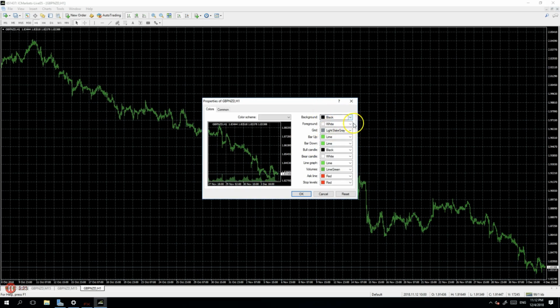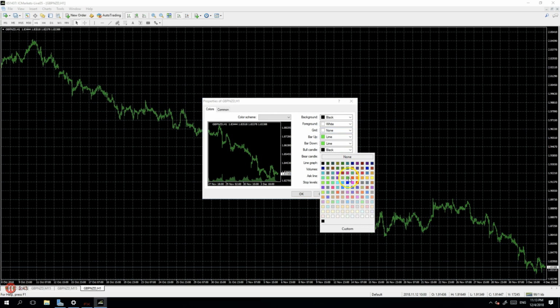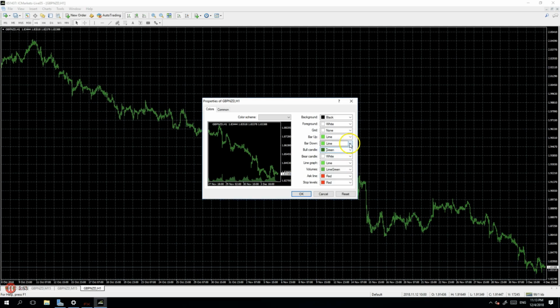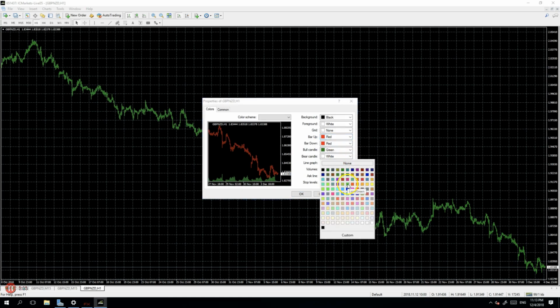So what I want to do, I just want to tidy this up a little bit. I don't like this grid. I'll take it off, and then my bull candles can be green. Actually, let's see, bull candles make that green. Where is it? That's green there. Bar down, make that red. Bar up, make that red, just to tidy this up a little bit. And bear candle, let's make that green as well. Okay, let's put that green.